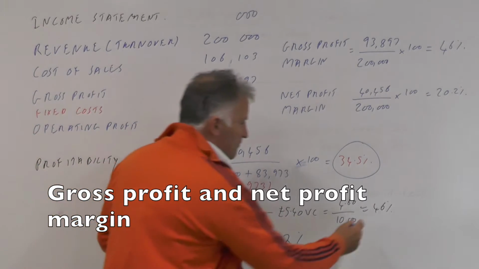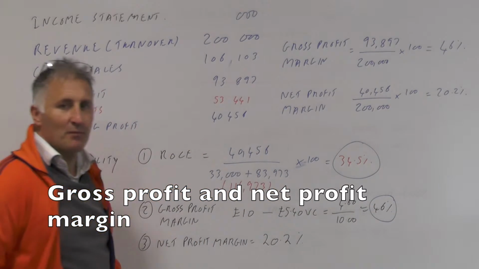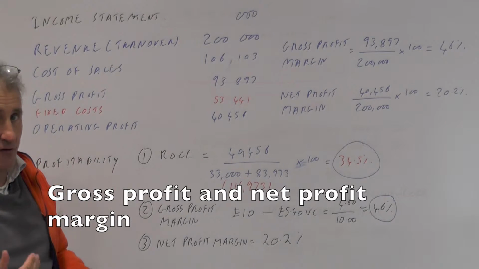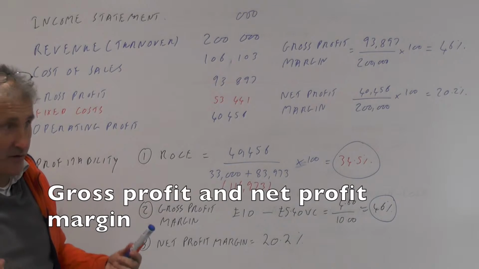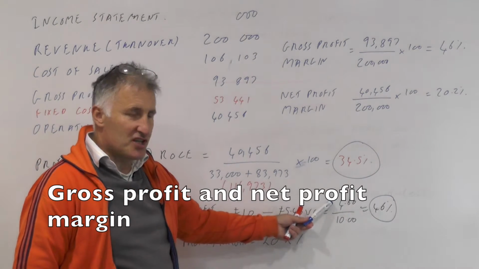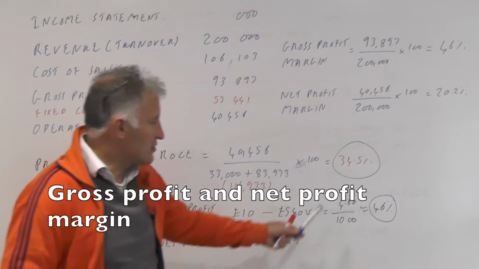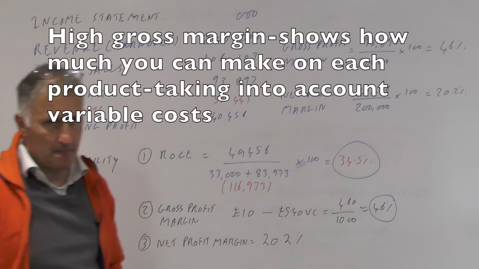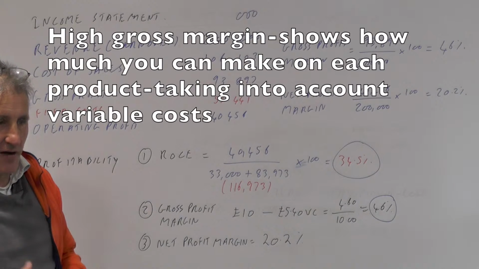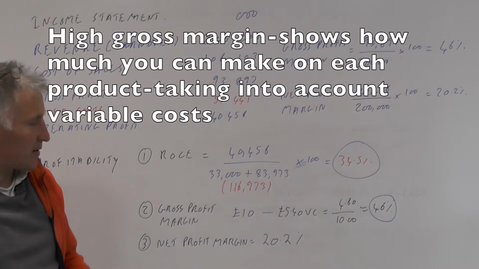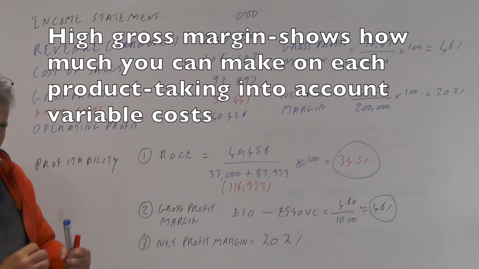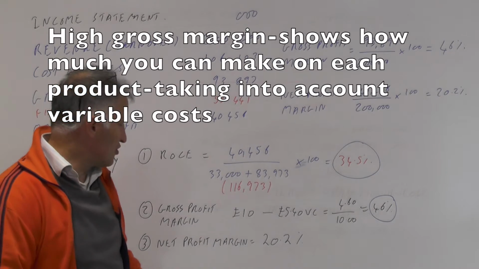Well, a 46% gross margin means that for every £10 of goods that you sell, it would cost you £5.40 to make in terms of the variable costs. So you would actually be making £4.60 on that good. £4.60 divided by 10 quid is 46%. Clearly, if it's 50%, an easier figure to work with, then for every £10 good that you sell, it's costing you £5 to make that good in terms of the variable costs. A high gross margin means that you're making a lot of money on each good that you sell.